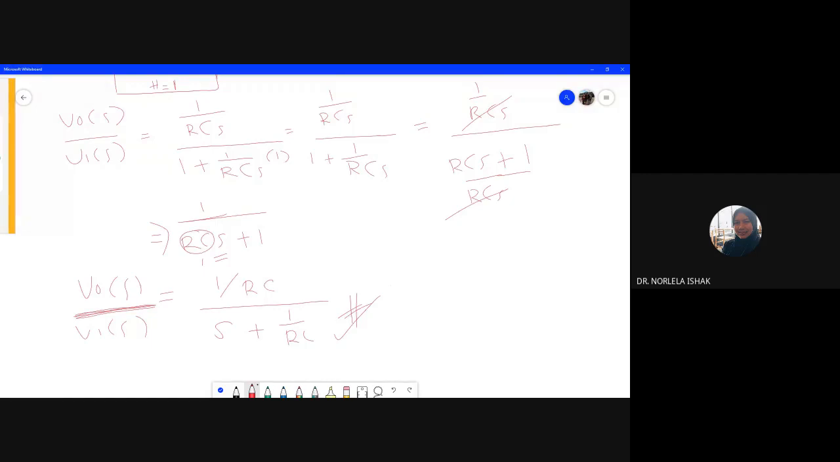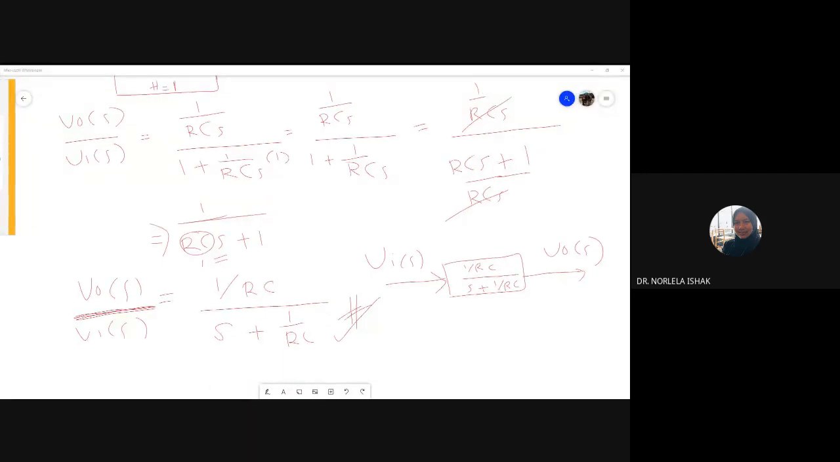Okay, if you draw this equation into the block diagram, it goes like this. This is VI, and this is our output. And then this one is 1 over RC over S plus 1 over RC. Okay, finished. Any question?